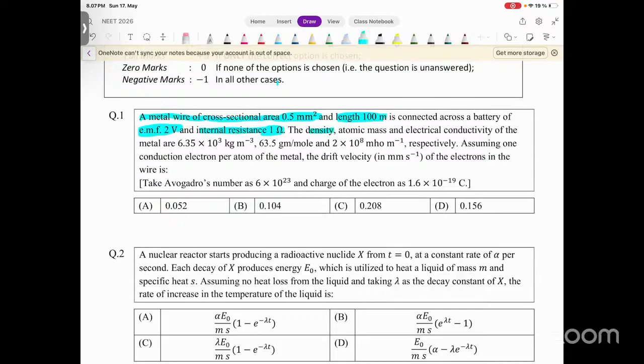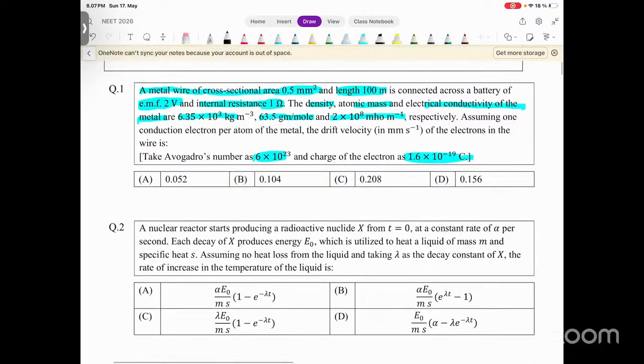The density, atomic mass and electrical conductivity of the metal are 6.35 into 10 power 3, 63.5 gram per mole, and 2 into 10 power 8 mho meter inverse. Assuming one conduction electron per atom of the metal, the drift velocity of the electron in the wire will be equal to how much? Take the Avogadro number and the charge on the electron as given. Let us write the data whatever he has given for me.